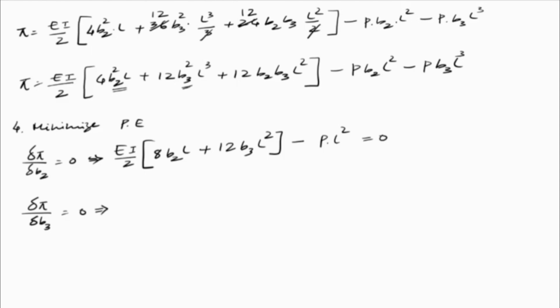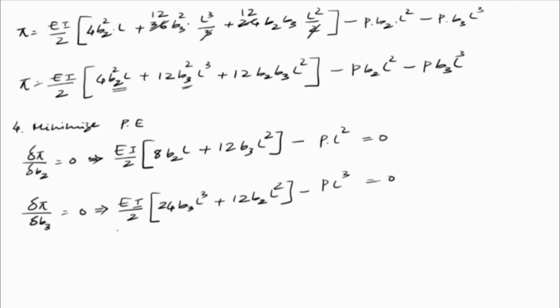Similarly, the same P function I have to differentiate with respect to b3. When I'm doing with respect to b3, this b2 term will become 0. The first term is 0. Outside I have EI divided by 2 as it is. Then here, b3 square differentiation is 2 b3. So 12 into 2, it is 24 b3 L cube, plus 12 b2 L square, minus, now this term is 0, minus P L cube is equal to 0.